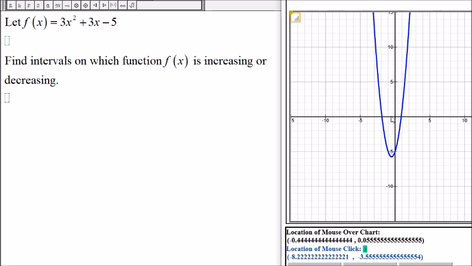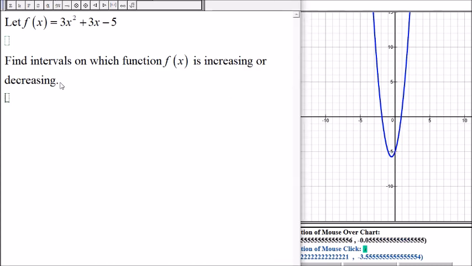And so first we need to find what this value is. But this value is at this minimum point right here. And so to find this value, we need to find the critical numbers. And then that would tell us what this point is, and then we can figure out the intervals of increasing and decreasing.